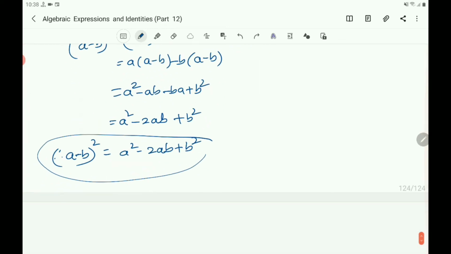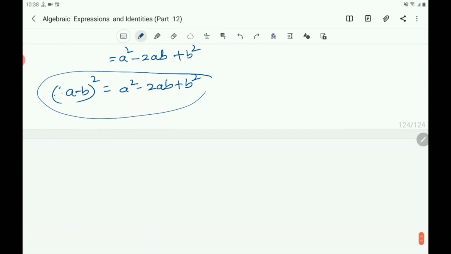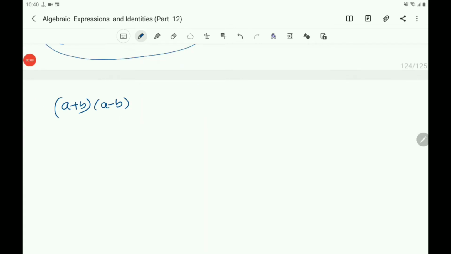Now let us take one more product, that is (a plus b) into (a minus b). See here, these are also binomials and the first term and second term are the same. You write (a plus b) into (a minus b). Here the first and second terms are the same, but the only change is this: one is the sum and the other is the difference.